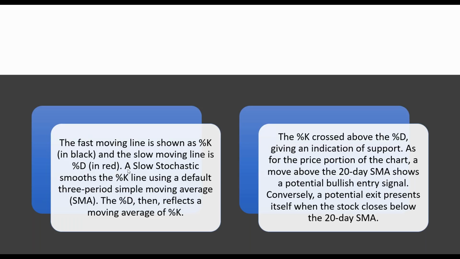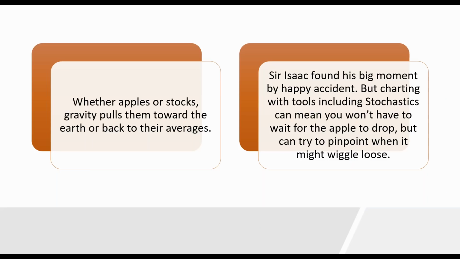So a slow stochastic smooths the percent K line using a default of 3-period simple moving average. The percent D then reflects a moving average of the percent K. So the percent K is, in this case, a 3-period moving average, and the percent D is a moving average of the percent K. And when the percent K crosses above the percent D, it gives an indication of support. So what we're looking at is for the two different lines, the faster and the slower stochastics, to cross each other.